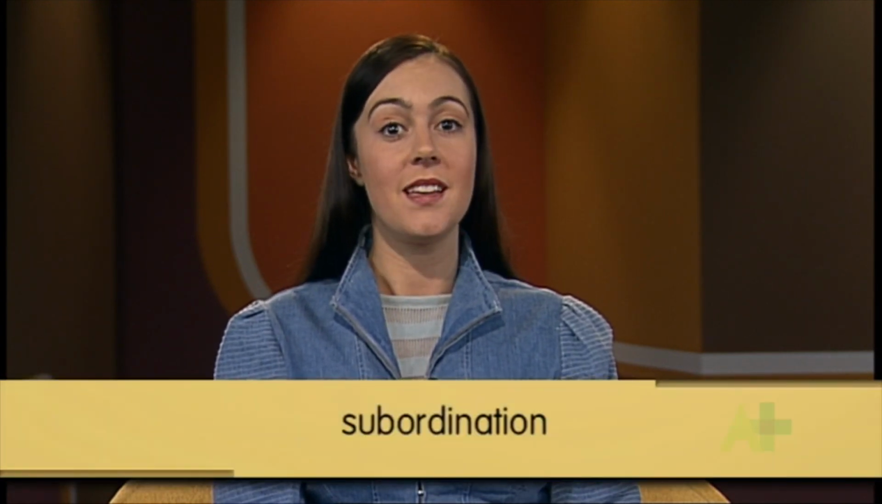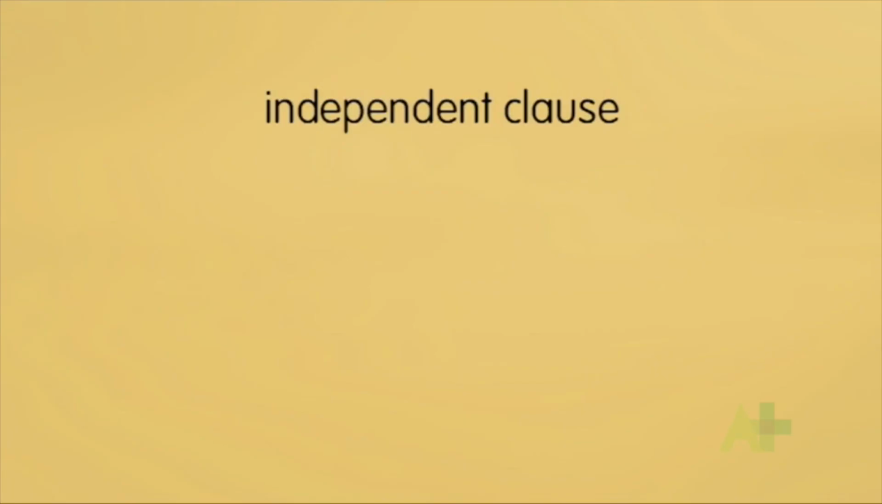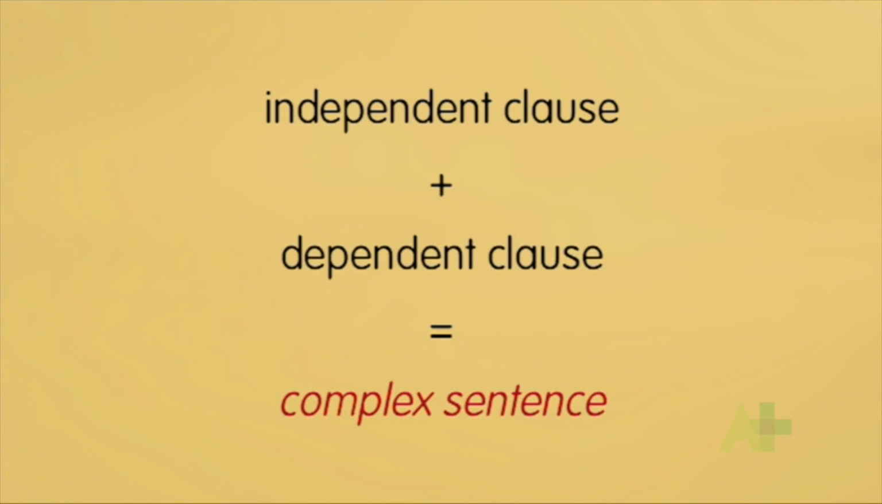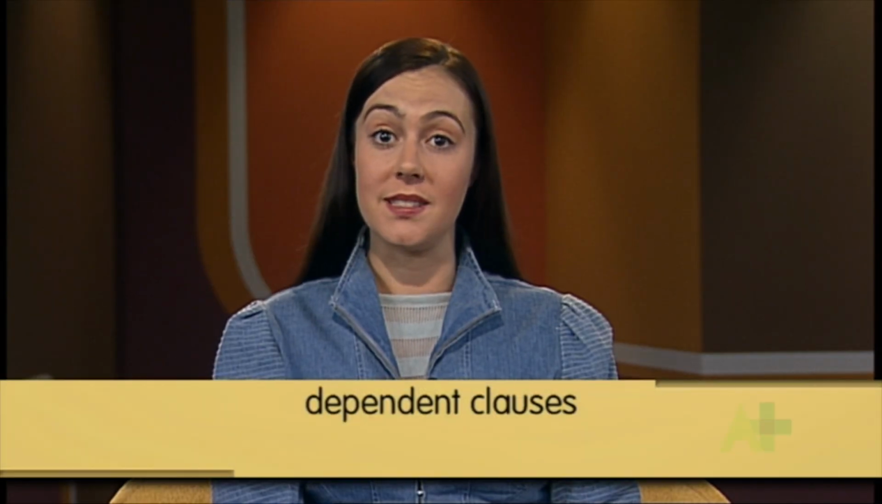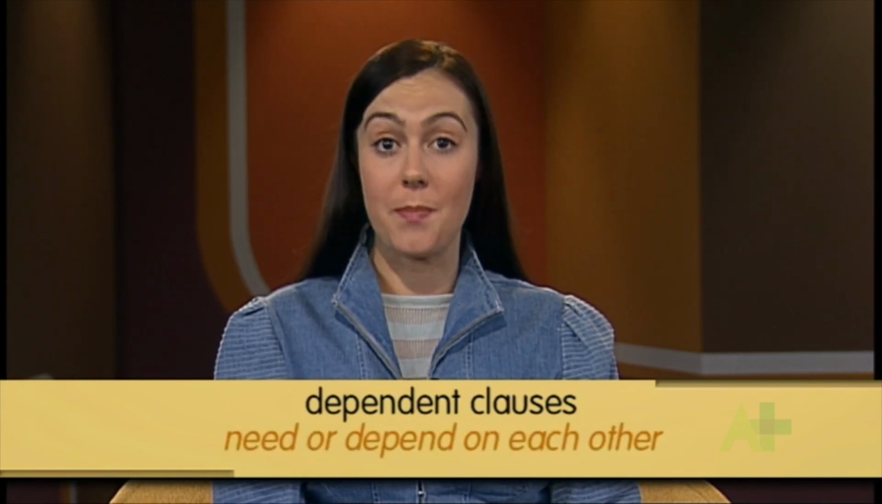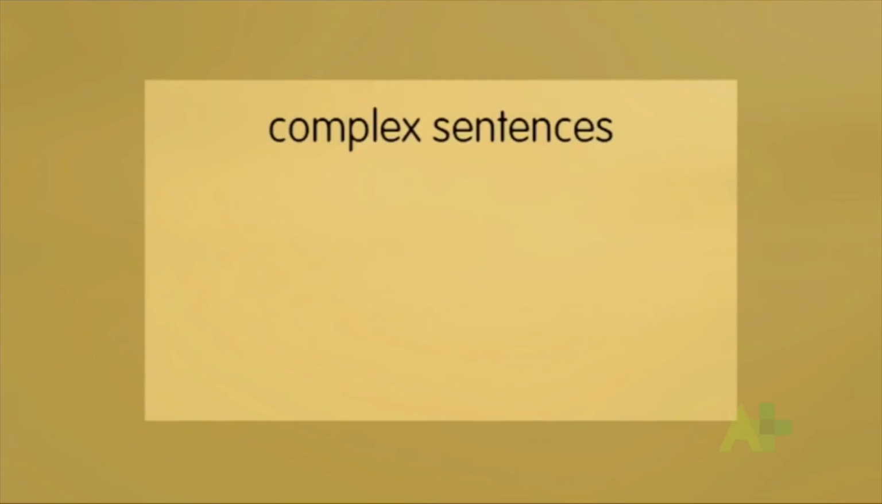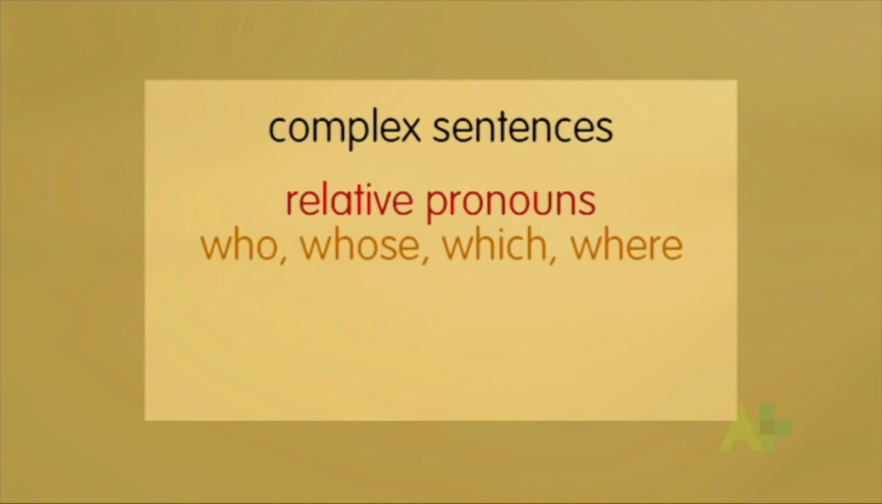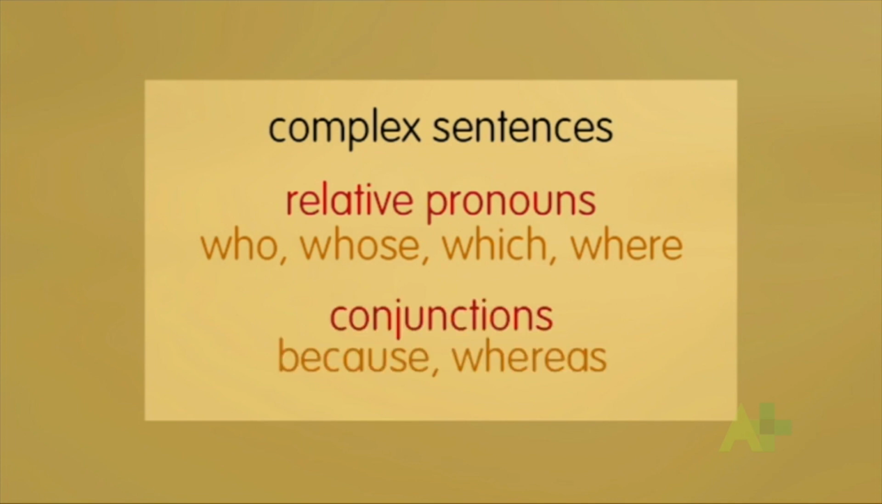Another way to join ideas is using subordination. Subordination is linking an independent clause with a dependent clause to make a complex sentence. Dependent clauses are clauses that cannot exist separately in separate sentences. They need or depend on each other. We can form complex sentences in two ways. We can use relative pronouns, who, whose, which, where, or we can use conjunctions like because or whereas.